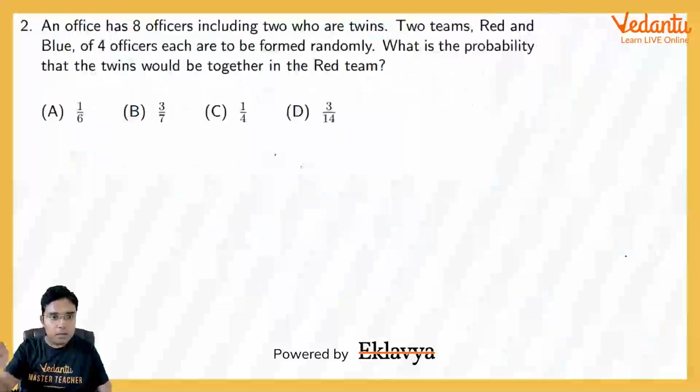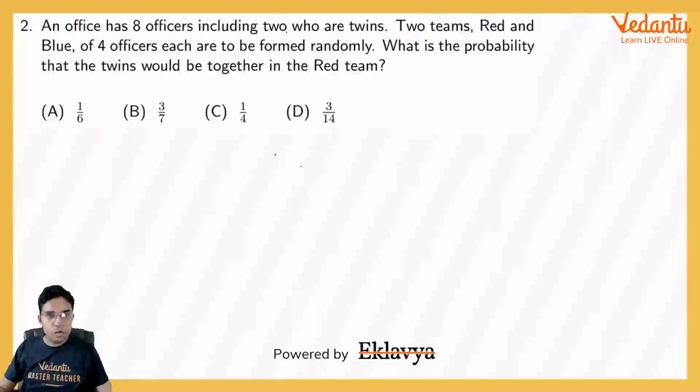Now coming to the second question, which says an office has 8 officers including 2 who are twins. 2 teams, red and blue, of 4 officers each are to be formed randomly. What is the probability that the twins would be together in the red team?